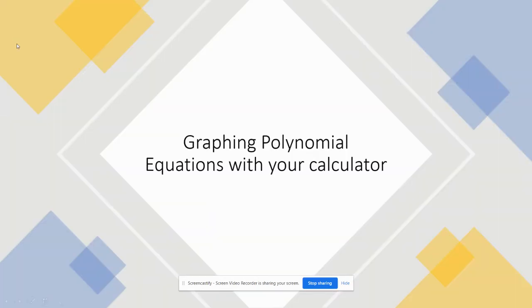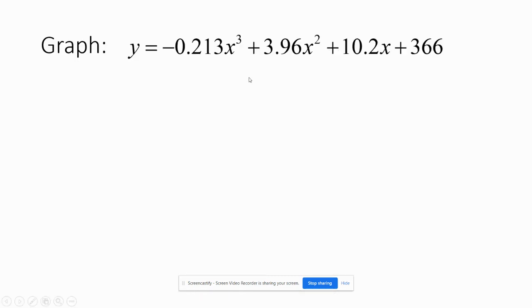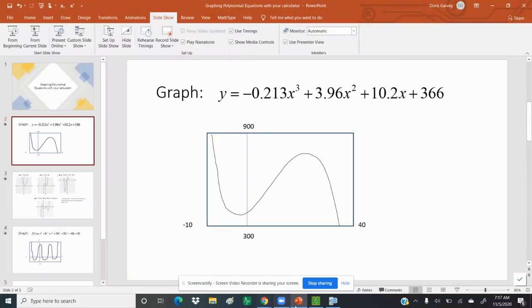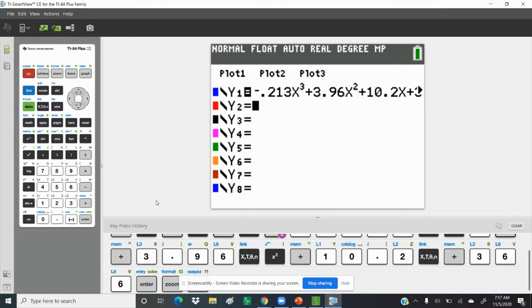All right, so today we're going to talk about graphing polynomial equations using your calculator. So first, let's just take a look at this equation. Take out your calculator and take a minute, maybe put this video on pause, and go ahead and put this equation into your Y editor. So here I've done that. I put the equation into my Y editor.